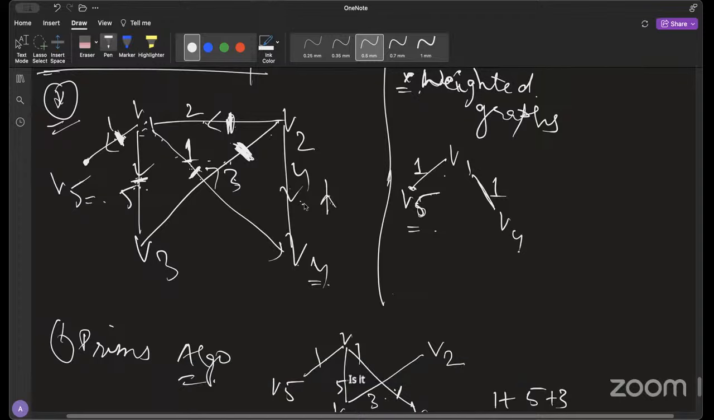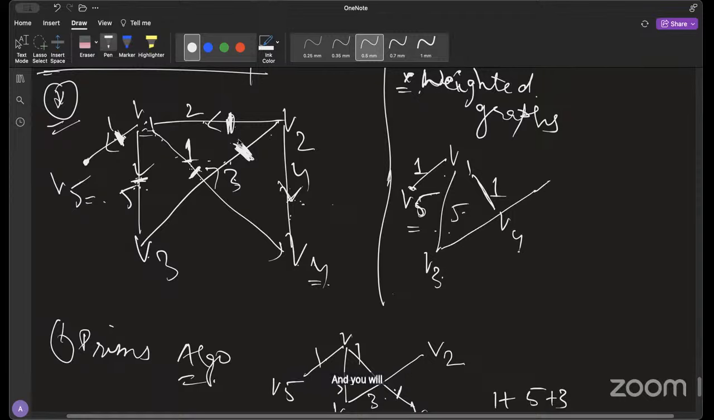Is it fine? But because the graph is directed this way, you can't choose this edge. And then you come back to V1, so you can only choose this edge. Next, you choose the 5 weighted edge to V3. And from V3, there's only one edge, so you can only choose this edge.